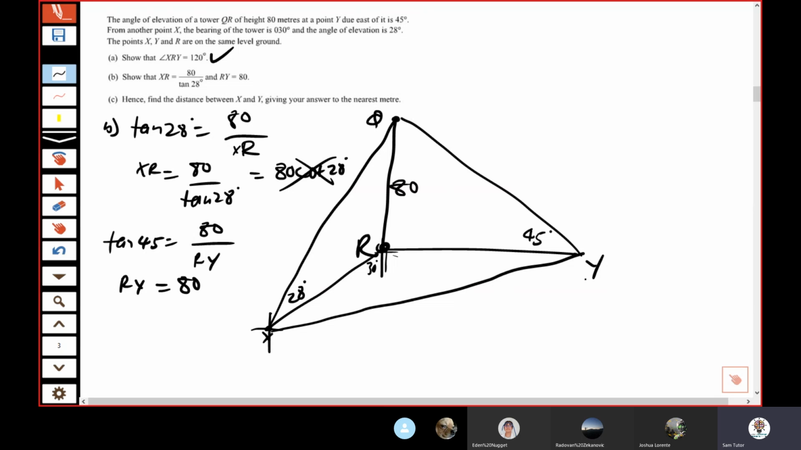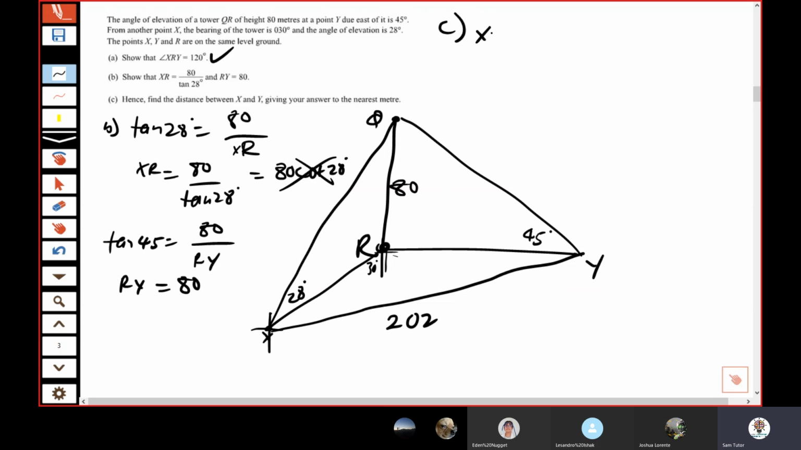Hence, find the distance between X and Y. It actually asks us to find the distance this time. How do we find that distance? Anyone able to find it? All right, what'd you get? I got 202. And how'd you do that? Cosine rule. Yeah, cosine rule's right.